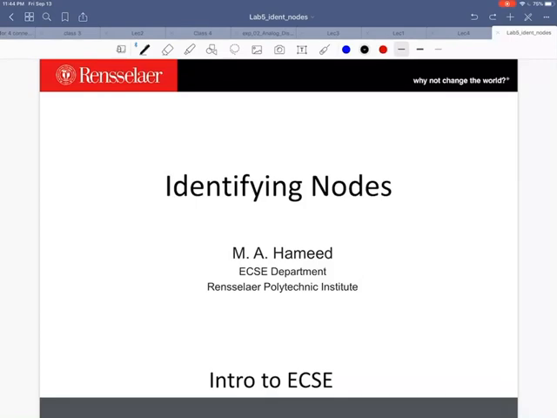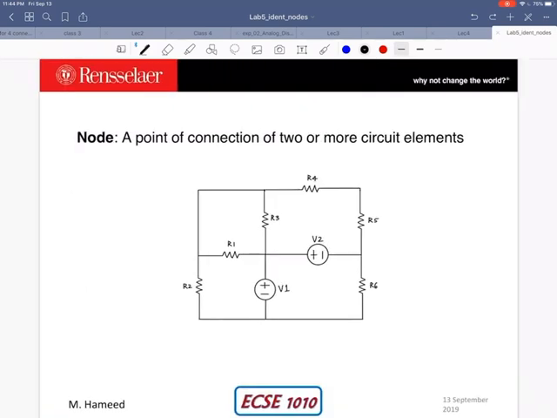The purpose of this video is to go over an example which will help us identify nodes in a circuit. So we'll begin with defining a node. A node is a point of connection between two or more circuit elements.